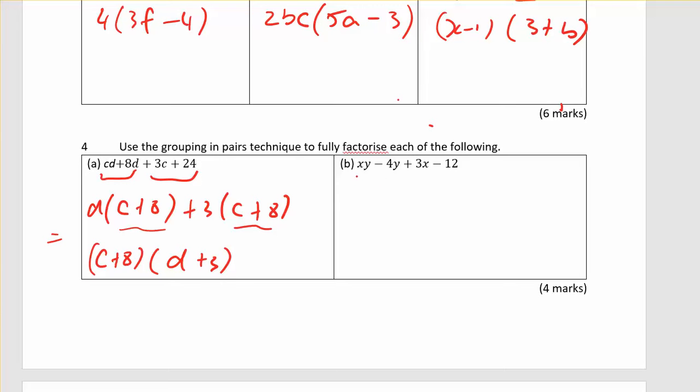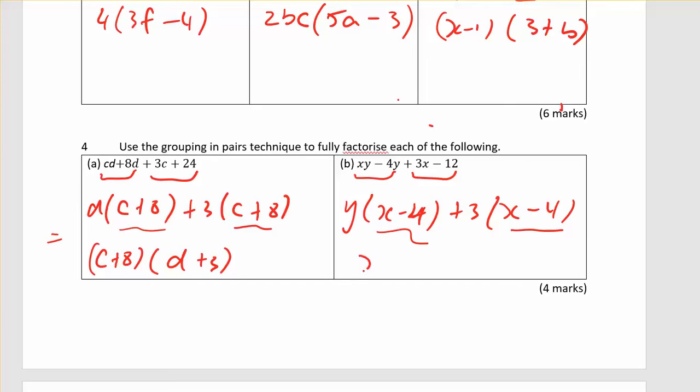Here, I'm going to factorize these two and these two. So they both have y in common, so you're left with x minus 4. Here you've got a 3 in common, so you take a 3 out, you're left with x minus 4. As you can see, x minus 4 is common, so you go x minus 4, bracket, y plus 3. There you're done.